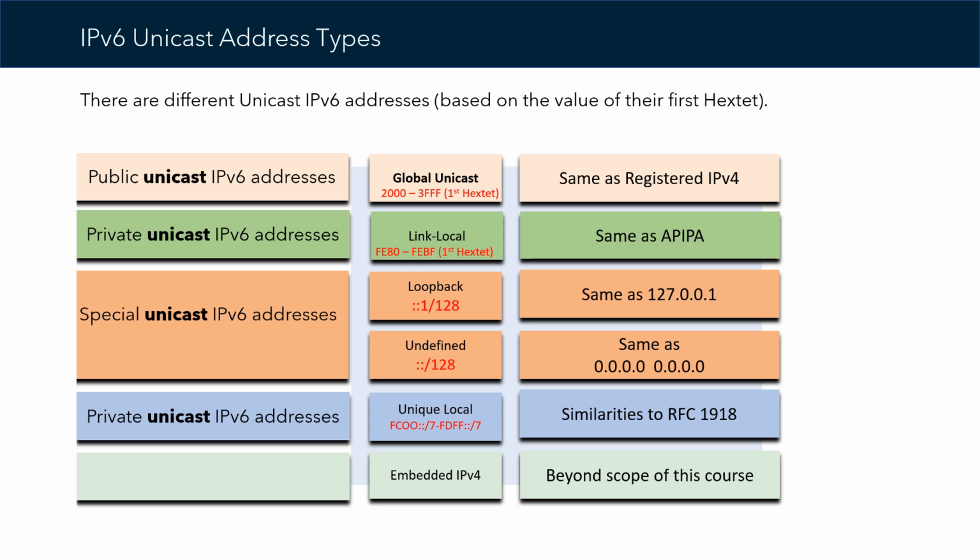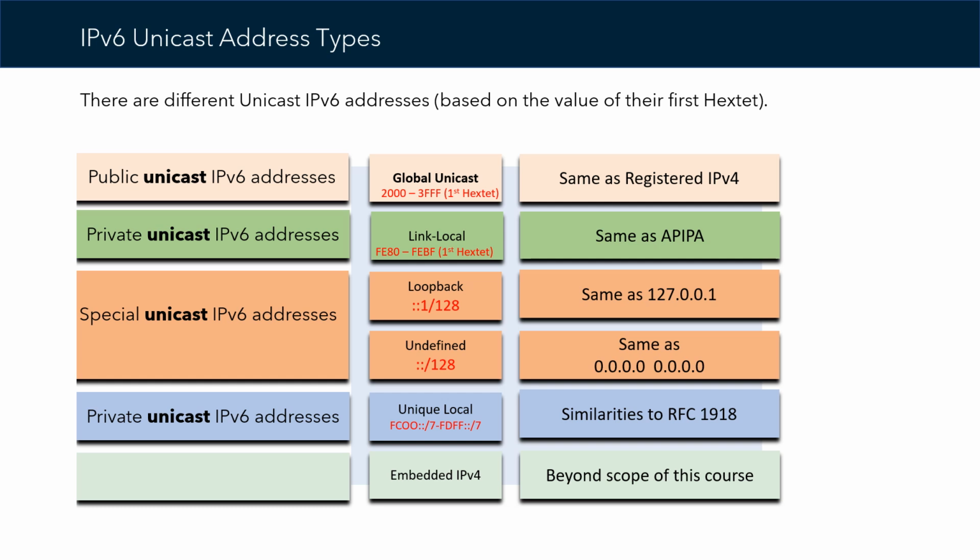There are different unicast IPv6 addresses based on the value that they have in their first hexadecimal group. Public unicast IPv6 addresses are the same as registered IPv4 addresses. They have the first hexadecimal range of 2000 through 3FFF. Private unicast IPv6 addresses are the same as APIPA IPv4 addresses. They are also referred to as link local addresses. They have the first hexadecimal range of FE80 through FEBF.